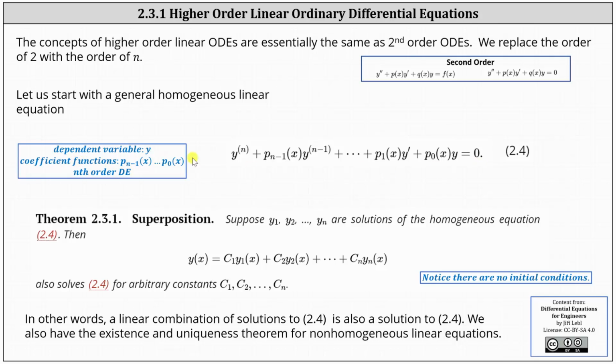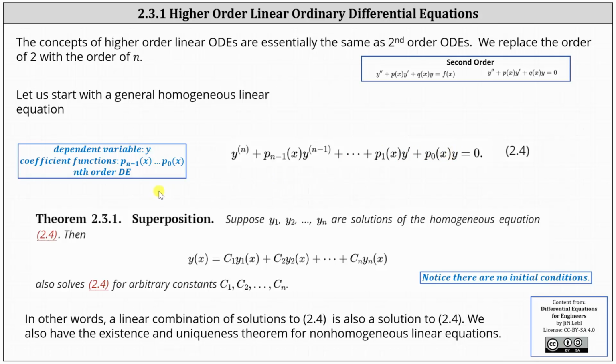Notice the dependent variable is y. The coefficient functions are p sub n minus 1 through p sub 0, and the differential equation has order n. Notice the first term, we have y with an n in parentheses in the exponent position. This represents the nth derivative of y. Notice in the next term we have the n minus 1th derivative of y, and so on all the way down to y prime and then y.